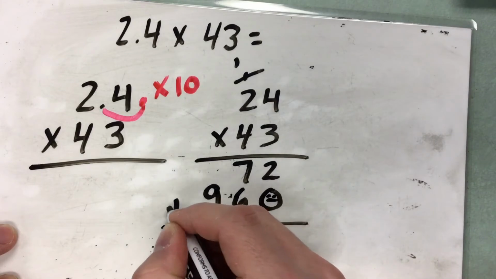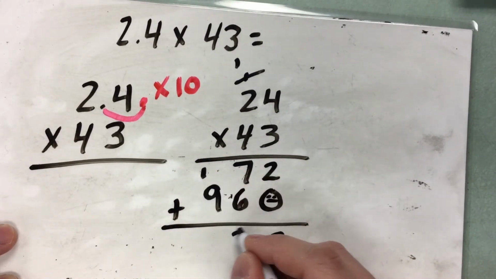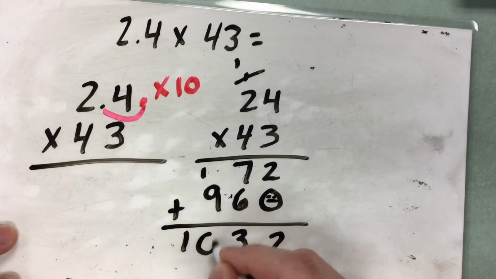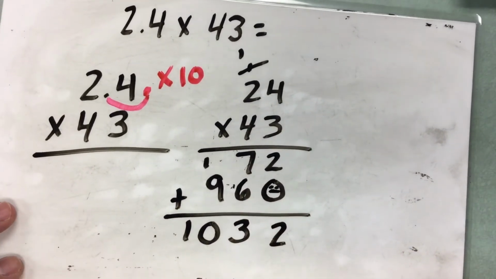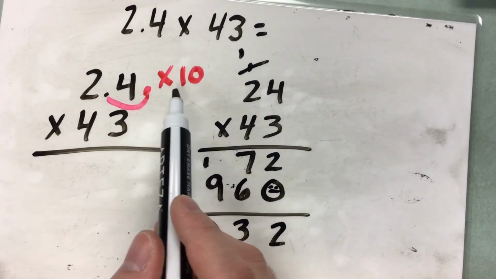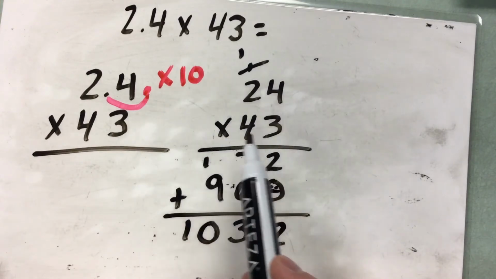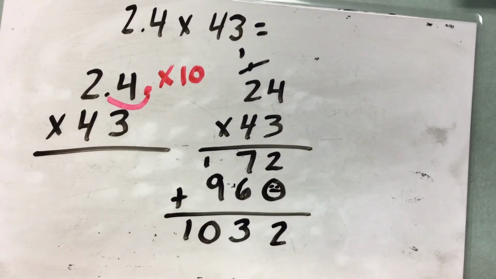So now I need to add my partial products. Which will give me 1,032. Now, I need to remember that I multiplied by 10 in order to turn this into a whole number multiplication problem. So now what do I need to do to bring my decimal back?